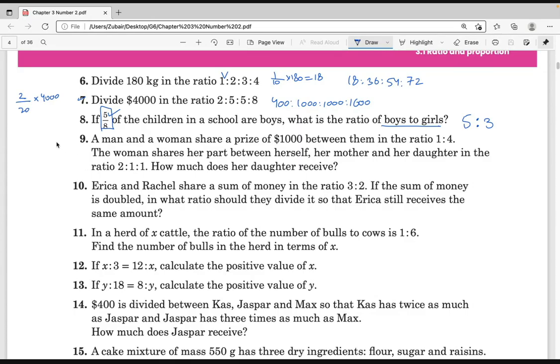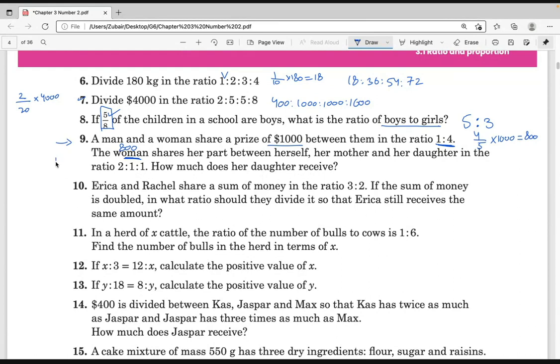Question number 9. A man and a woman share a prize of $1,000 between them in the ratio 1:4. The woman shares her part between herself, her mother, and daughter. So I would need the woman's share first. The woman is getting 4 out of 5 of the total 1,000, so she's getting 800. Now that 800, she shares between herself, her mother, and her daughter in this ratio. How much does her daughter receive?